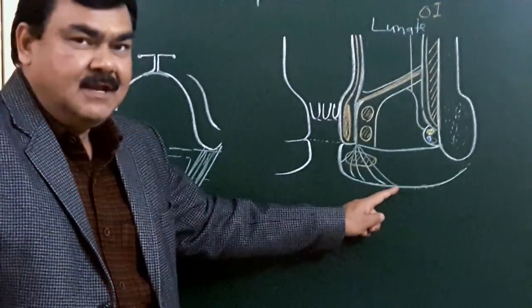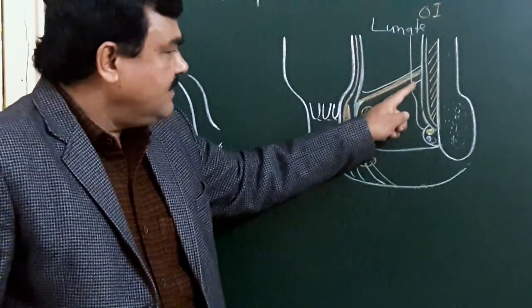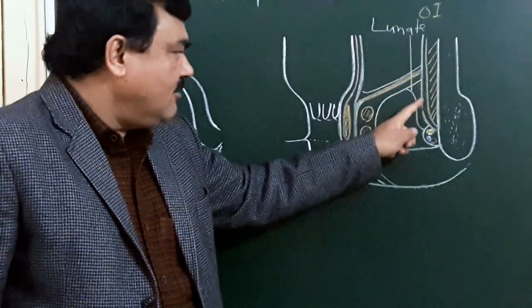So it has a base and an apex. The base is formed by skin. The apex is formed up to the joining point of the obturator fascia and anal fascia, this point. It has a lateral wall. This is the lateral wall.